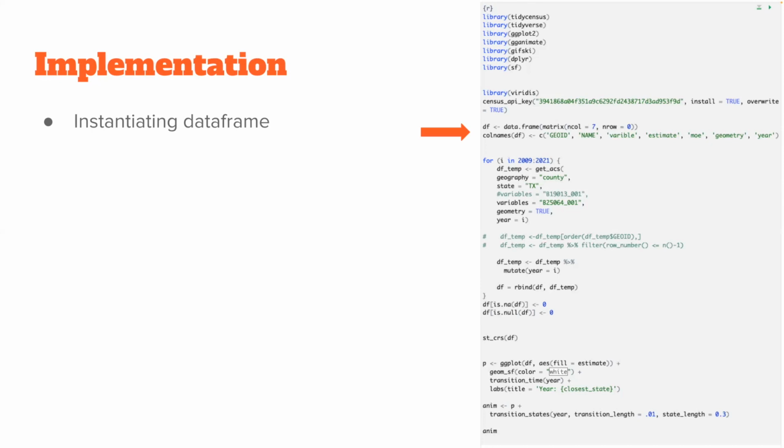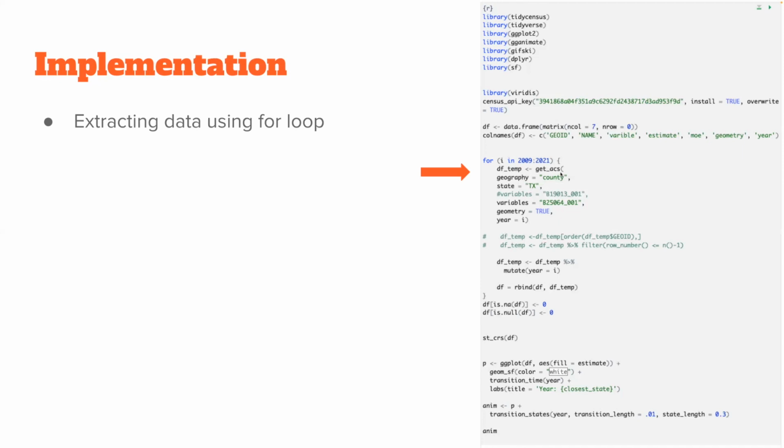The main attributes that we are concerned with are variable, which is the type of data you want to extract, estimate, which is the value of a given variable, and geometry, which is latitudinal and longitudinal information on how to draw the geometry for each parcel of land. This for loop is used to extract the data using the Tidycensus package.